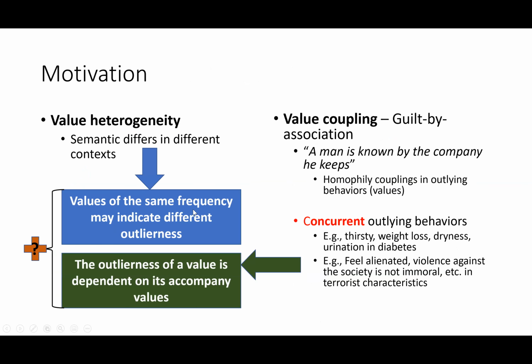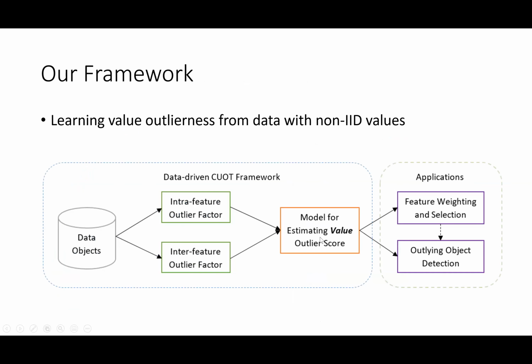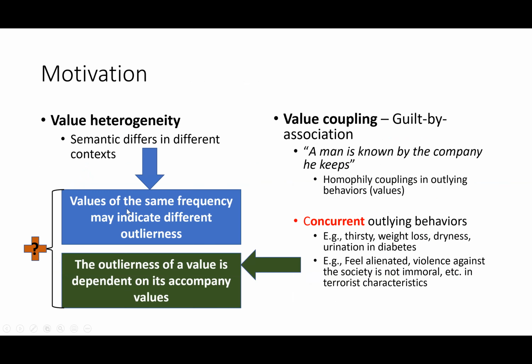The first one is to see whether we model the value heterogeneity and the value coupling as well. The way to do it, as an example I show, is this. In outlier detection, because it's very different from classification, the thinking is just the opposite. So the key thing here is to model the outlierness of a value and the value co-occurrence, or value relation with other values, if you like.